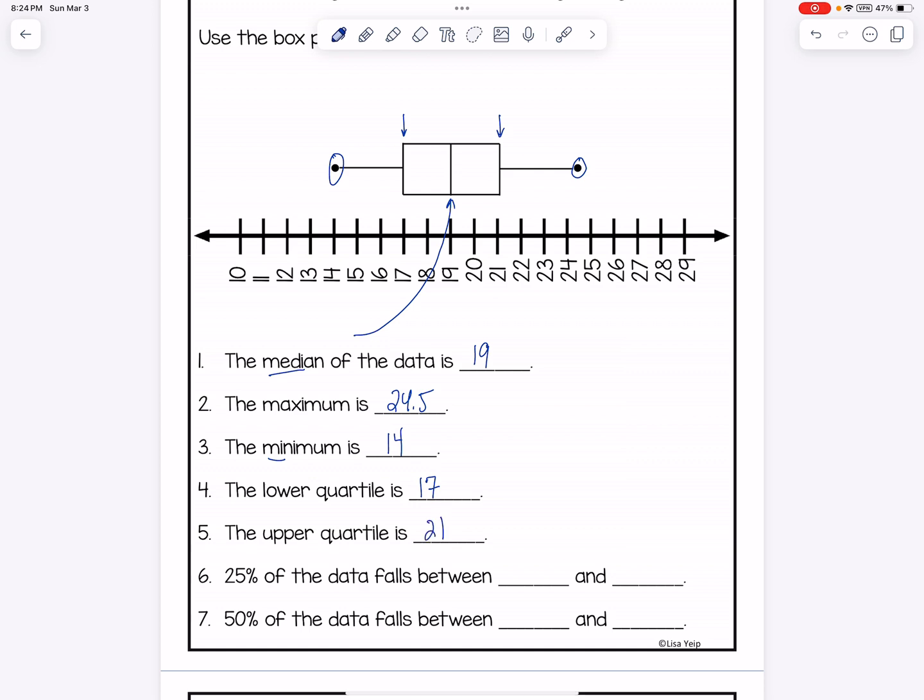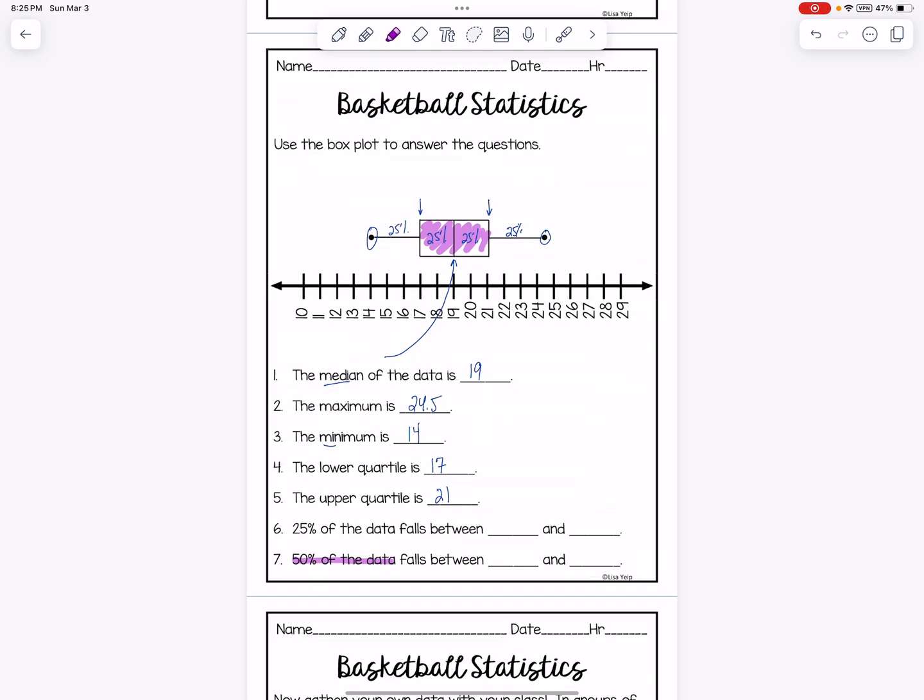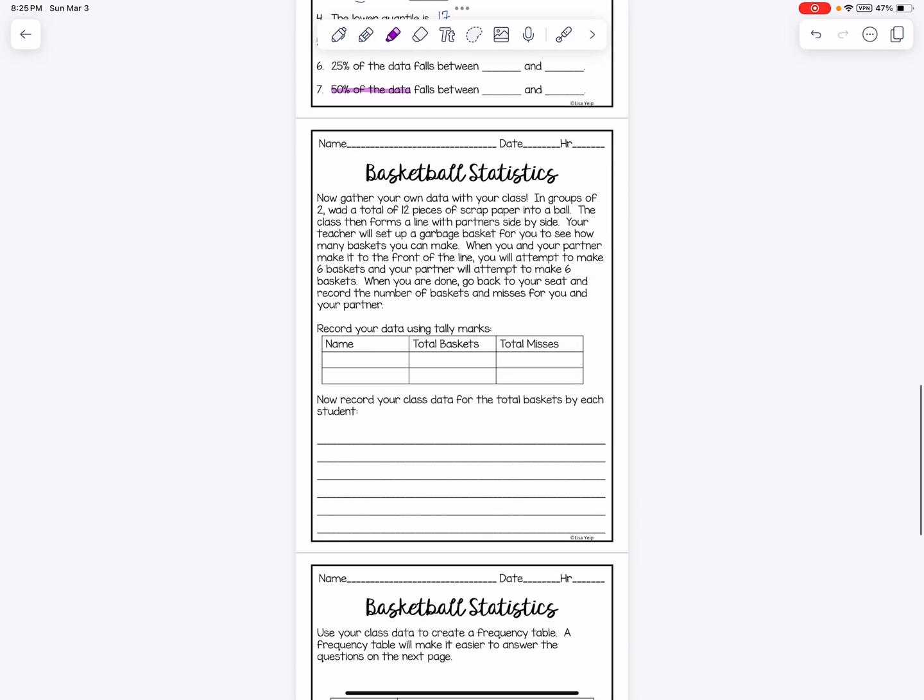And then it says 25% of the data falls between. Just remember here, we have the data, each section is 25%. So we'll just label it on here instead of down there. So where's 50% of the data? Well, 50% of the data would be right here. But it also is here. There's lots of different sections that would count as 50% of the data. All right, let's take a look at the next part.